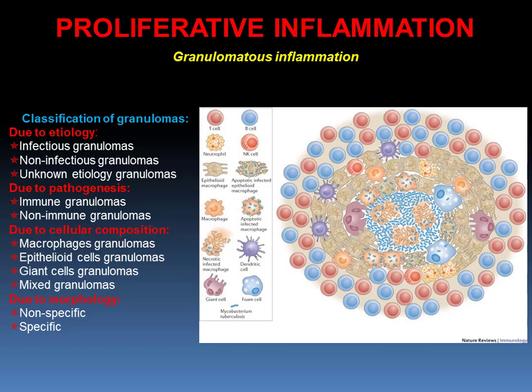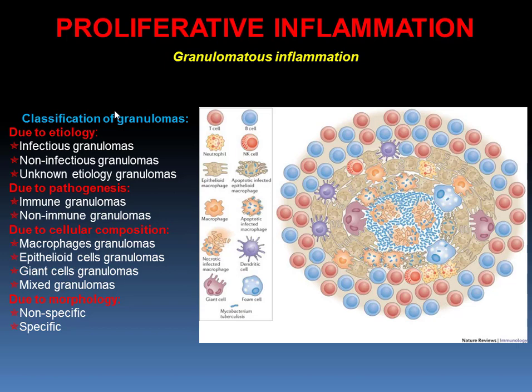Granulomas can be classified by a few parameters. First parameter, etiology of granuloma. Granulomas can be infectious, non-infectious, and with unknown etiology. Examples of infectious granuloma are granulomas in tuberculosis, syphilis, rhinoscleroma, leprosy, and so on.